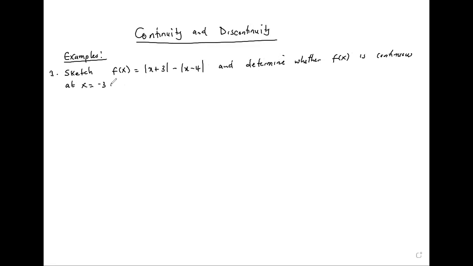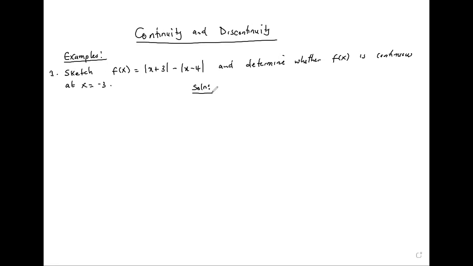What's important here is I want you to learn how to sketch this. So sketch and determine whether the function is continuous at x is equal to -3. So how do you sketch such functions?